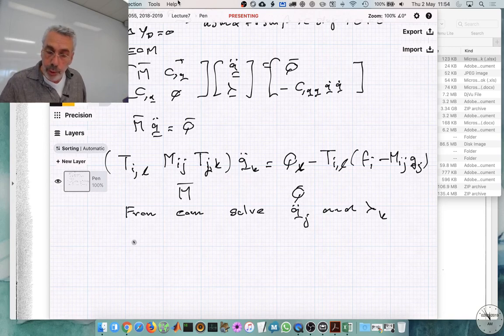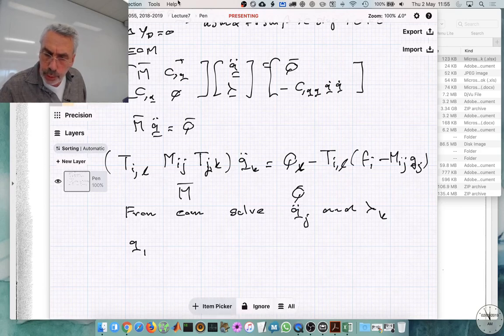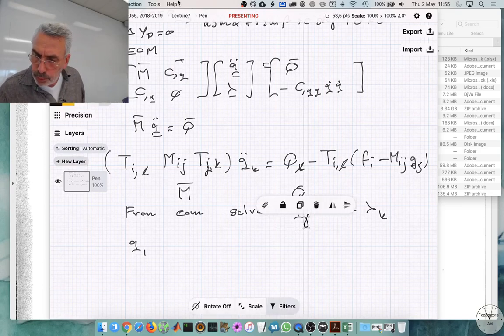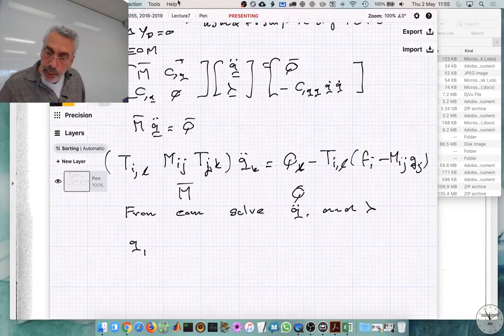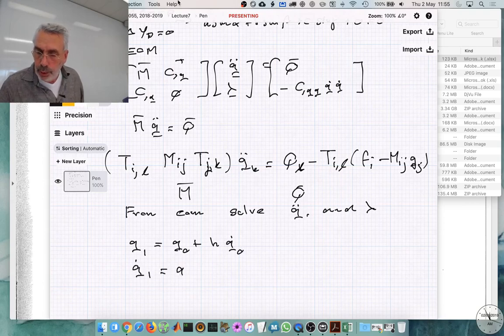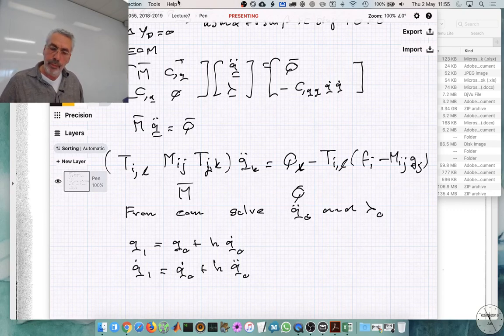So we find a new position q. Q1 being at T1 is then this Q0 plus h times Q dot 0. And maybe we do the same for the velocities. Q dot 1 is Q dot 0 plus h Q double dot 0. And so we solved at the 0 configuration.